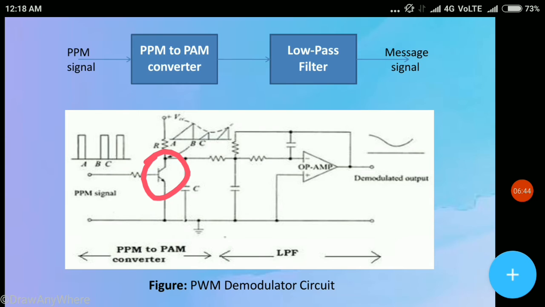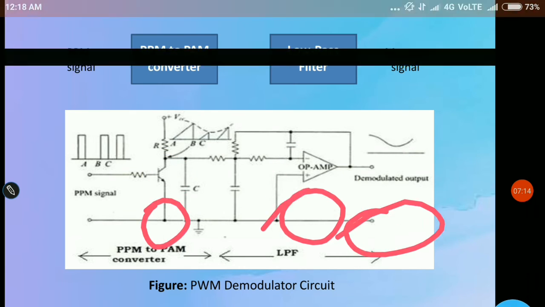Thus, the waveform of the collector is approximately a sawtooth waveform. It generates a sawtooth waveform whose envelope is the modulating signal. When this is passed through a second order op-amp low pass filter, it acts like a low pass filter, and we get the desired demodulated output.